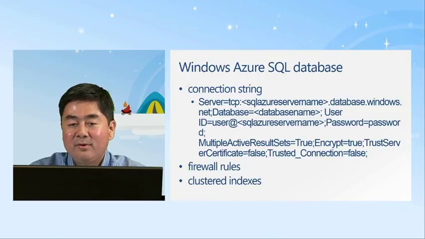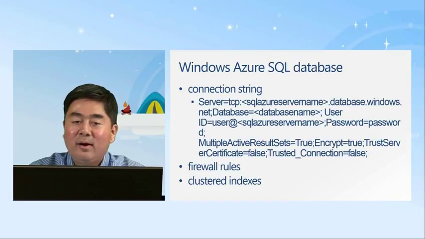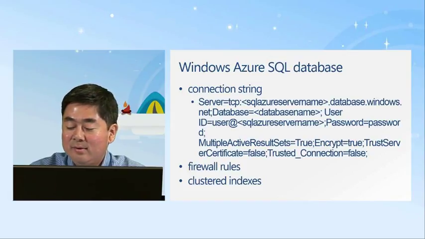Another peculiarity for SQL Azure databases is that every table actually needs a clustered index. Otherwise, you will not be able to insert or update data in those tables. Part of that is to facilitate the three-replica high availability scheme that they have for SQL Azure databases.